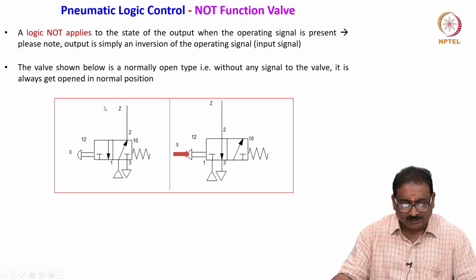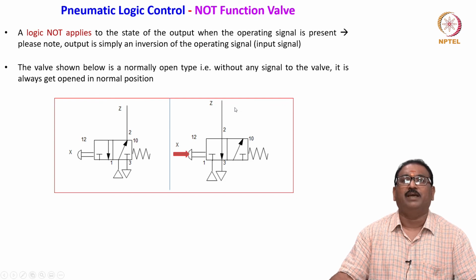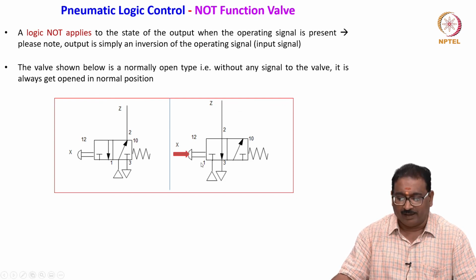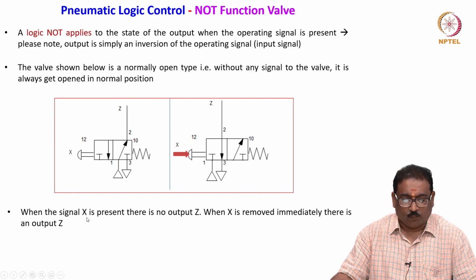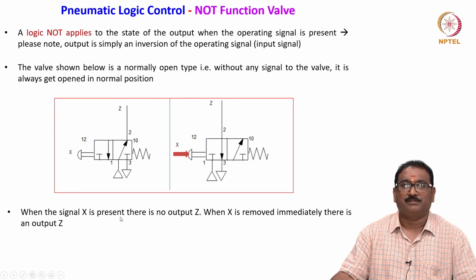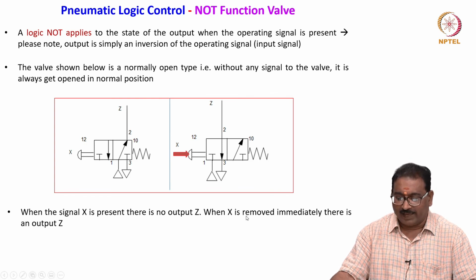See here, this is very, very important. Z is receiving the signal when there is no input here. When you press this, what happens? Z will not receive. Always it is an inversion of the input signal. When the signal X is present, there is no output. When X is removed, immediately there is an output.